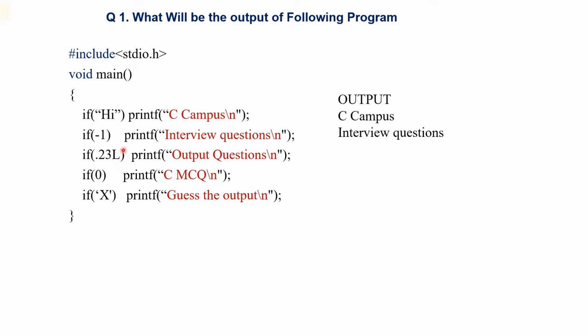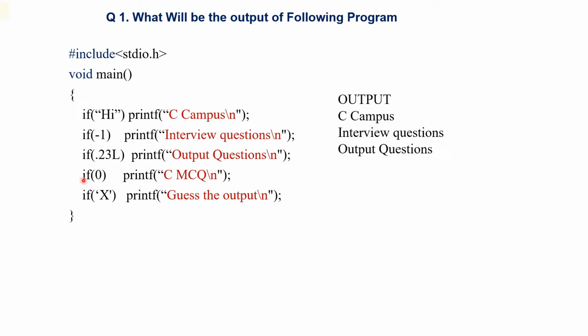Consider the next if statement where the expression in brackets is 0.23L. This value is considered a long float value. Every value suffixed with capital L is considered a long float value. As this is a non-zero value, it will be considered true and the next statement will be executed. So with this printf function, the output will be output questions.